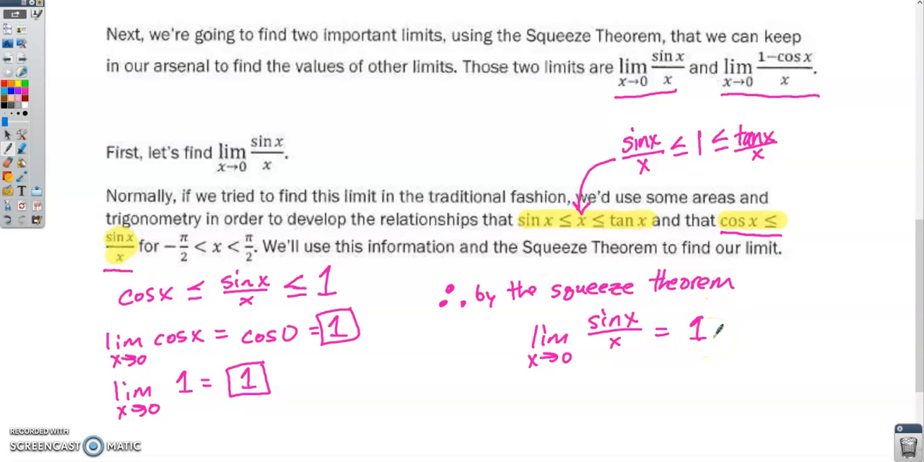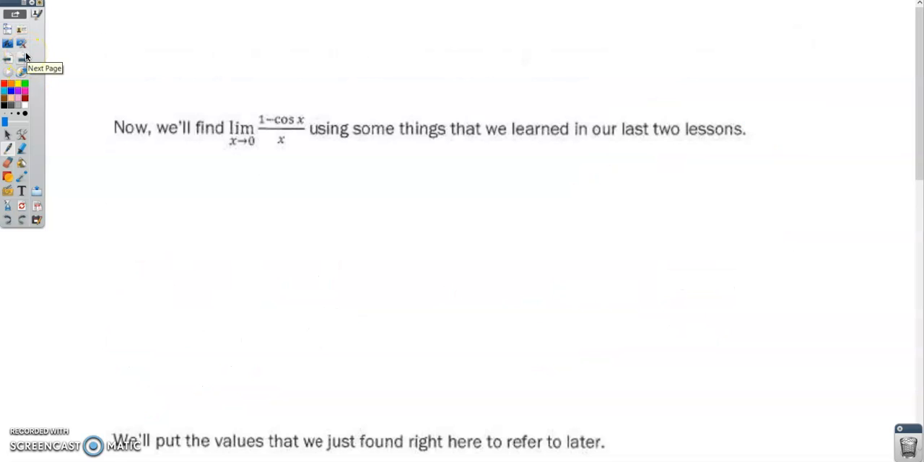Okay? Next, let's find the limit for 1 minus cosine of x over x, using some things that we learned in our previous lessons. And guess what? We're not even going to need the Squeeze Theorem to do this. We're just going to need the result that we just got in order to do this.